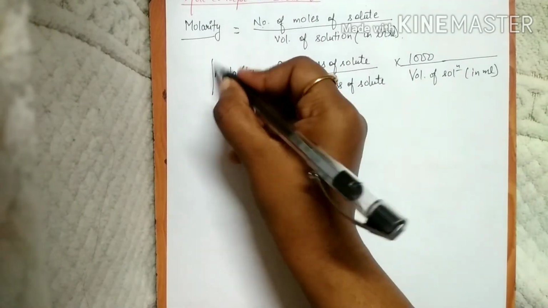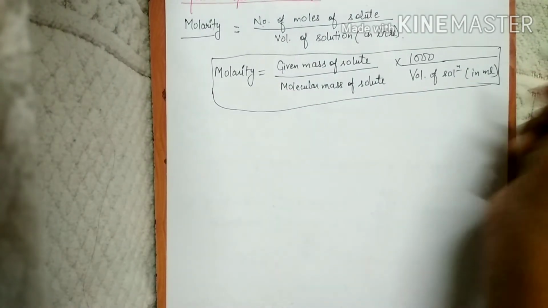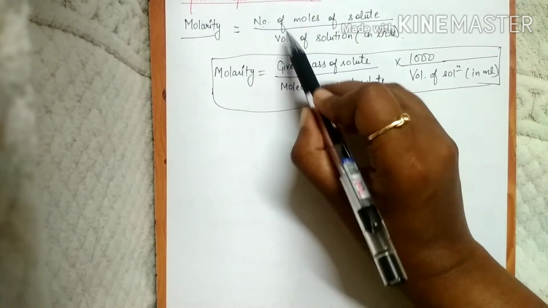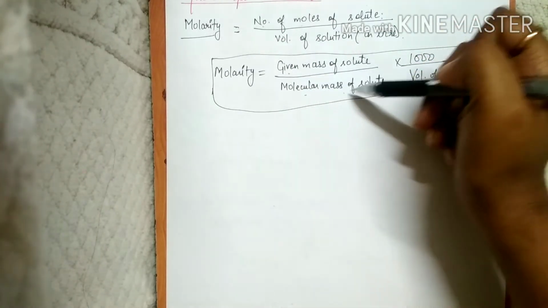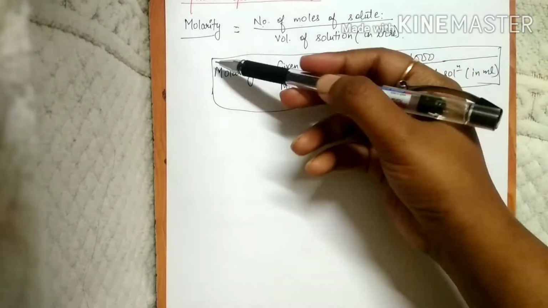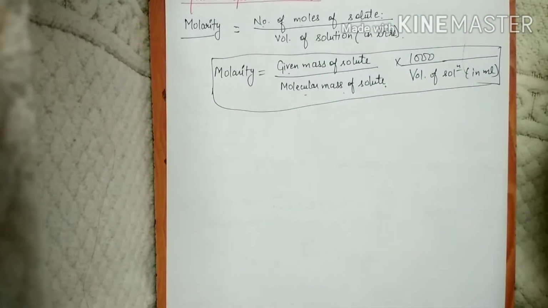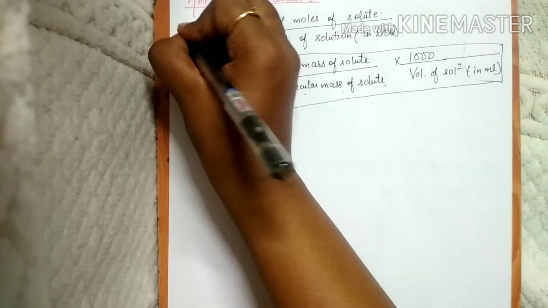Okay, I would recommend you learn this formula because the number of moles of solute is equal to the given mass of solute upon the molecular mass of solute. So instead of learning two separate formulas, you can learn this one. Now this was the first.